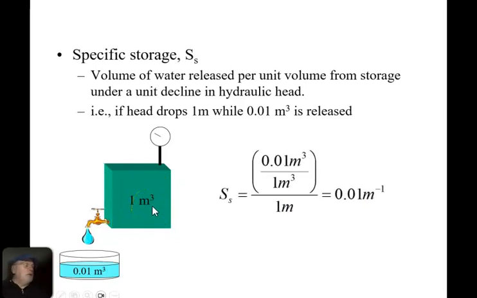So in this case, with these numbers, the specific storage is the 0.01 cubic meters that came out divided by the volume of the box, 1 cubic meter, divided by the head change, which was 1 meter of head. So the specific storage in this case would be 0.01 meters to the -1. So it does have units. The specific yield and specific retention are fractions. They do not have units. This one does have units.